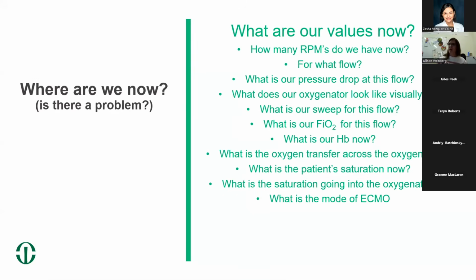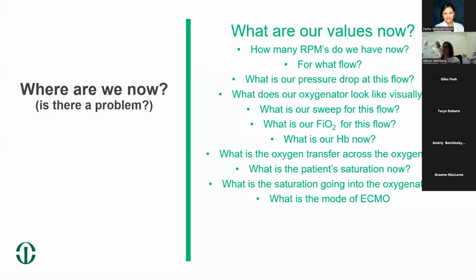And then where are we now? Is there a problem? We probably would not be discussing this if there were not a problem now, right? So then we look at what our values are now, and how many RPMs we have for any given flow. Are there more RPMs to achieve the same flow? Is our pressure drop different? And what does it look like visually? It may not look any different visually because the problem may be inside of the actual oxygenator, right? We may not see clots visually because platelets may be balling up inside.